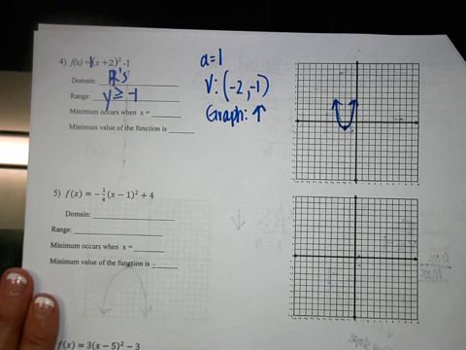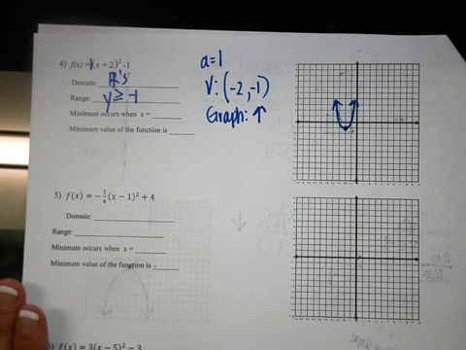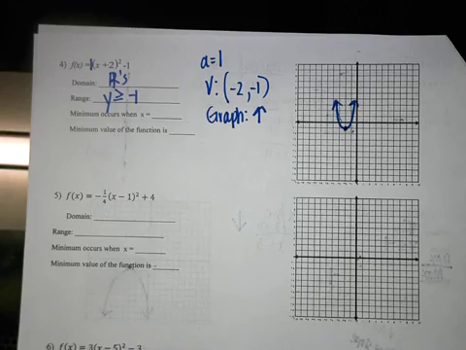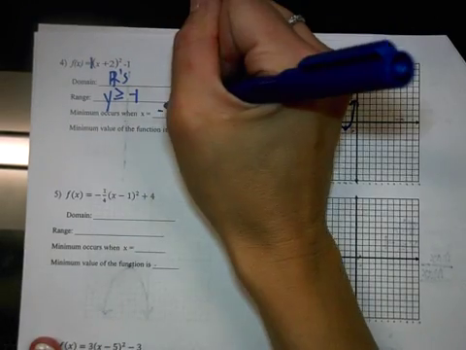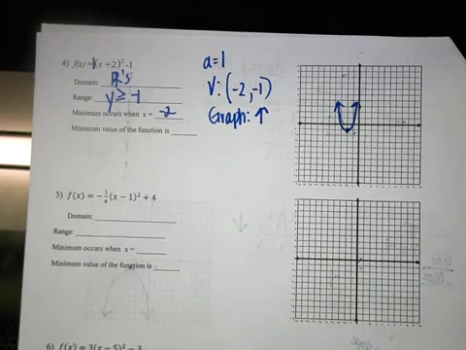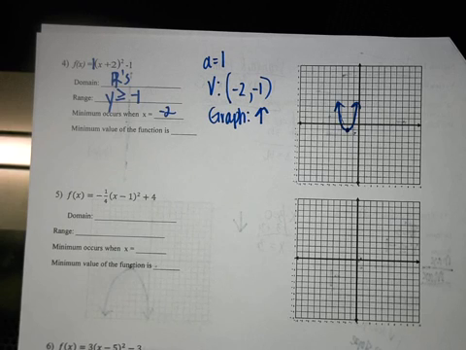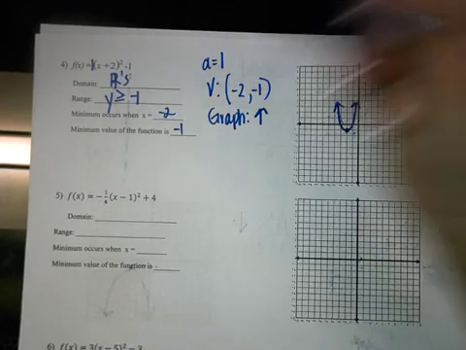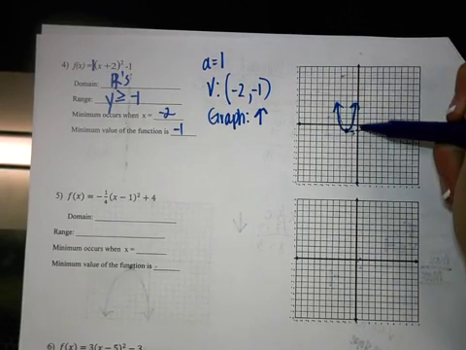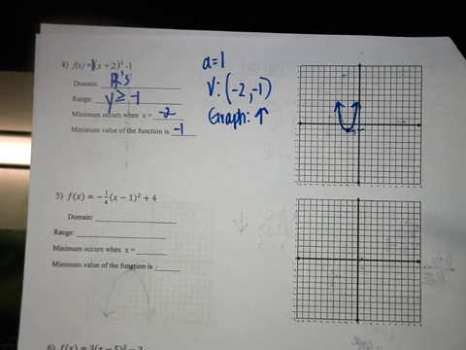What is the x value at the minimum point? -2 is correct. What's the minimum value of the function? Perfect. So this value of the function is always the y. So that value is at -1. Questions?